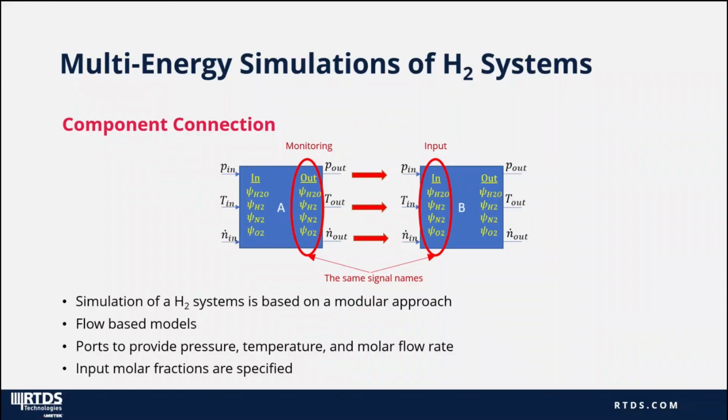When connecting the output flow of one component to the input flow of the next component to form the flow, typically there are 7 variables that need to be connected. First, we have to connect the pressure, temperature, and flow rate of the first component to the input of the second component using wires or wire labels. Then the molar fractions of the output flow compounds from the first component must be given to the input of the next component. This can be done using the same signal name.